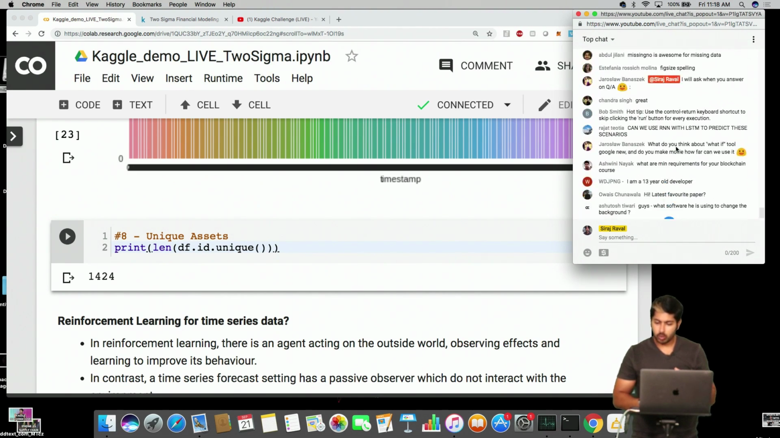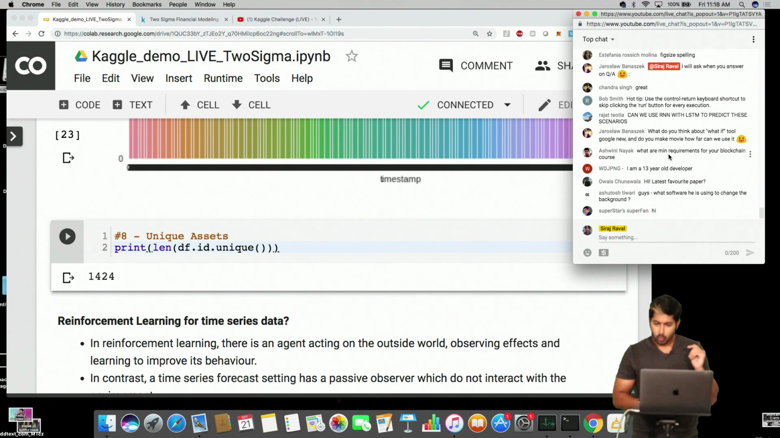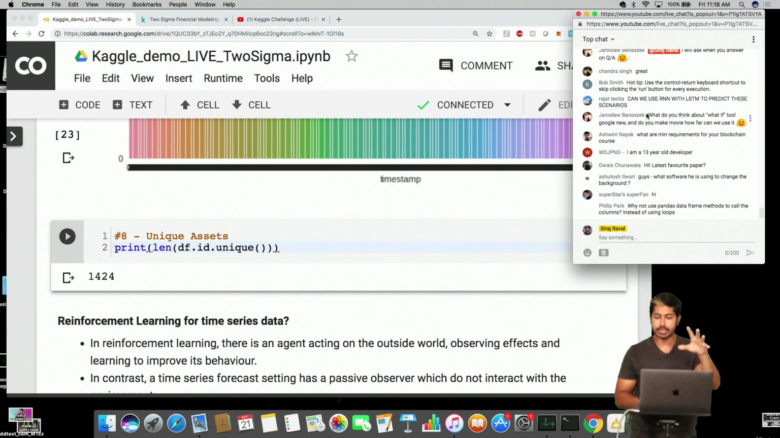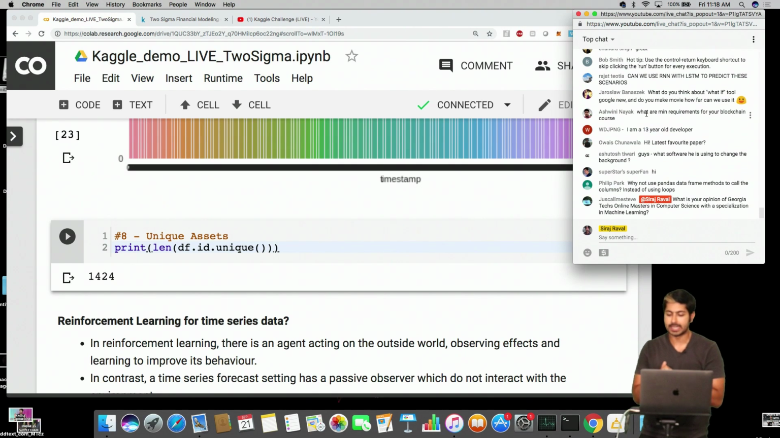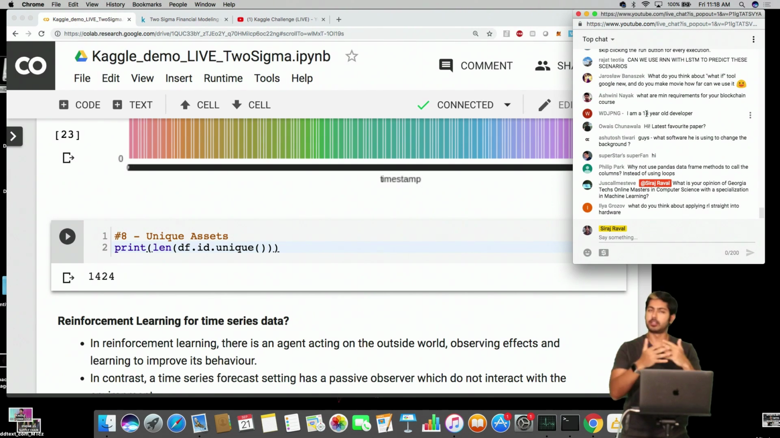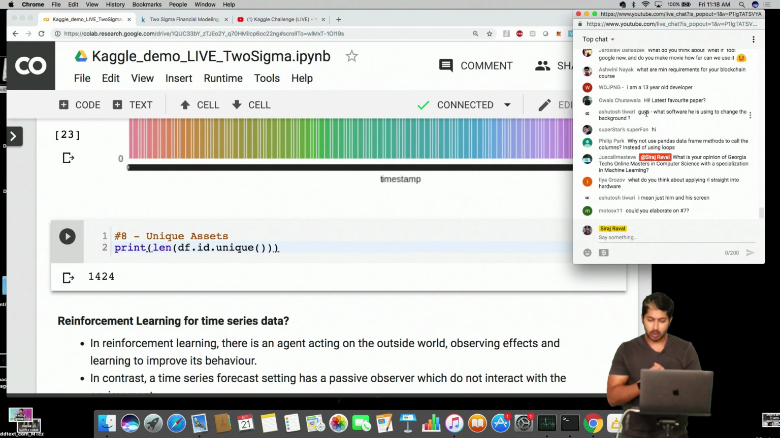Okay, cool. So, can we use RNN with LSTM to predict these scenarios? Yes, you can, like I mentioned before, and deep reinforcement learning is the cutting edge for that. Two, Philip asks, why not use Pandas data frame methods to call the columns instead of using loops? Philip, that's a totally valid question, and we could have done that. And lastly, one more question.